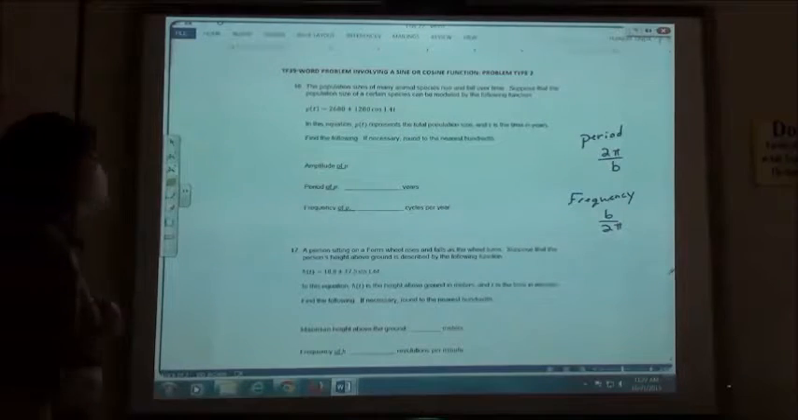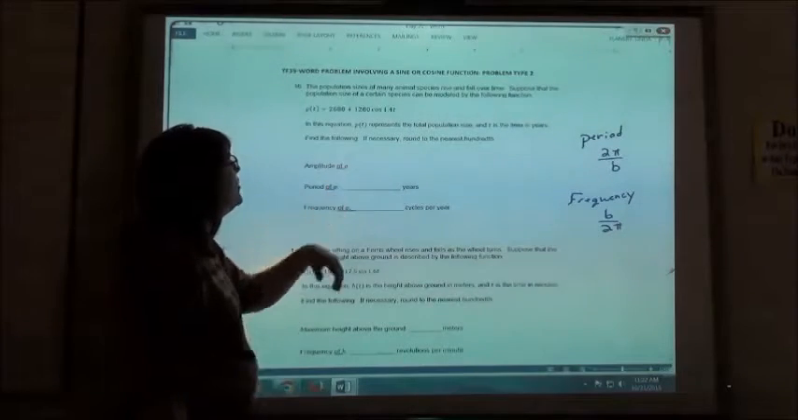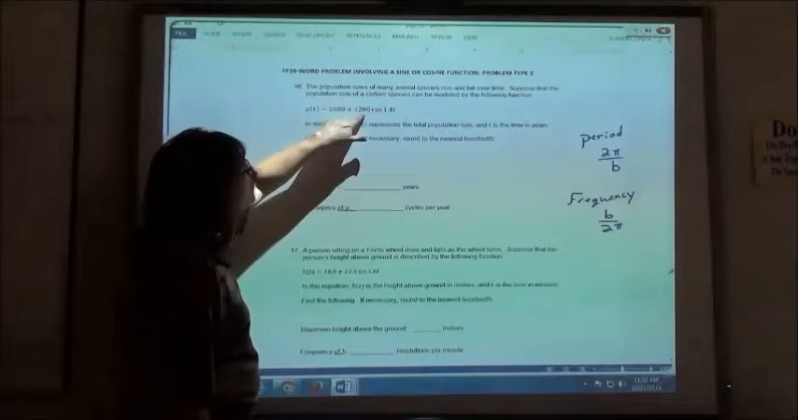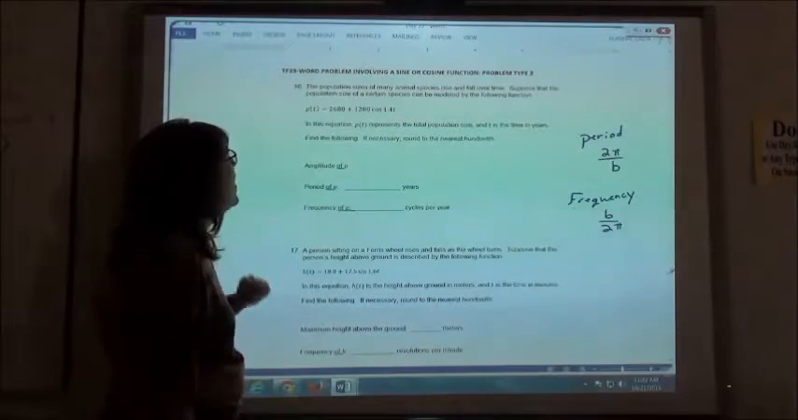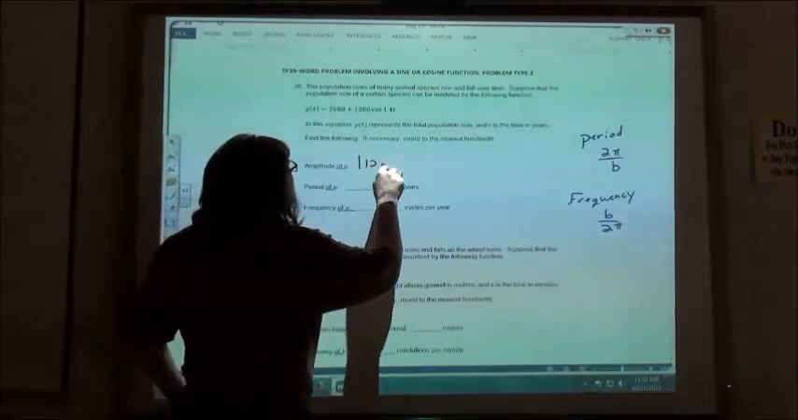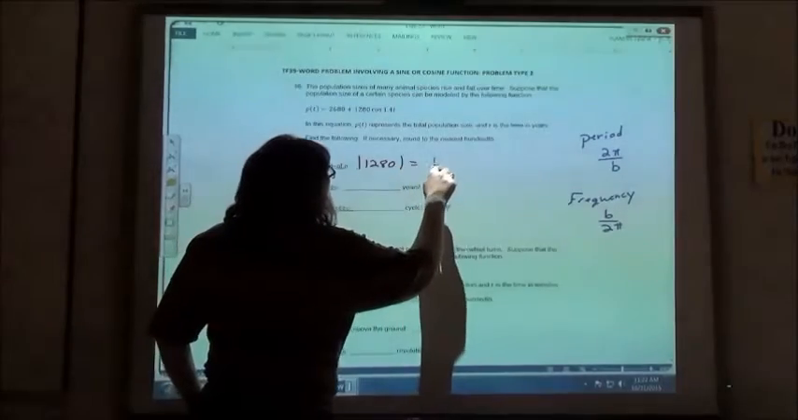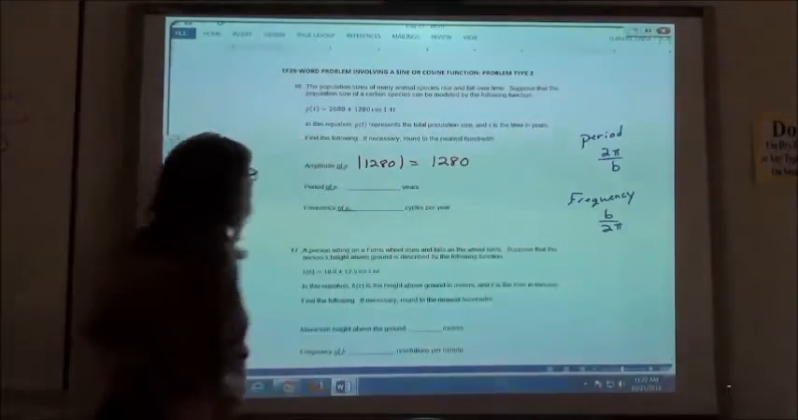In this equation, P of t represents the total population size, t is the time in years. So first of all, if I'm looking for the amplitude of P, again, my amplitude is that number, it's the absolute value of 1,280, so we'll still get 1,280.